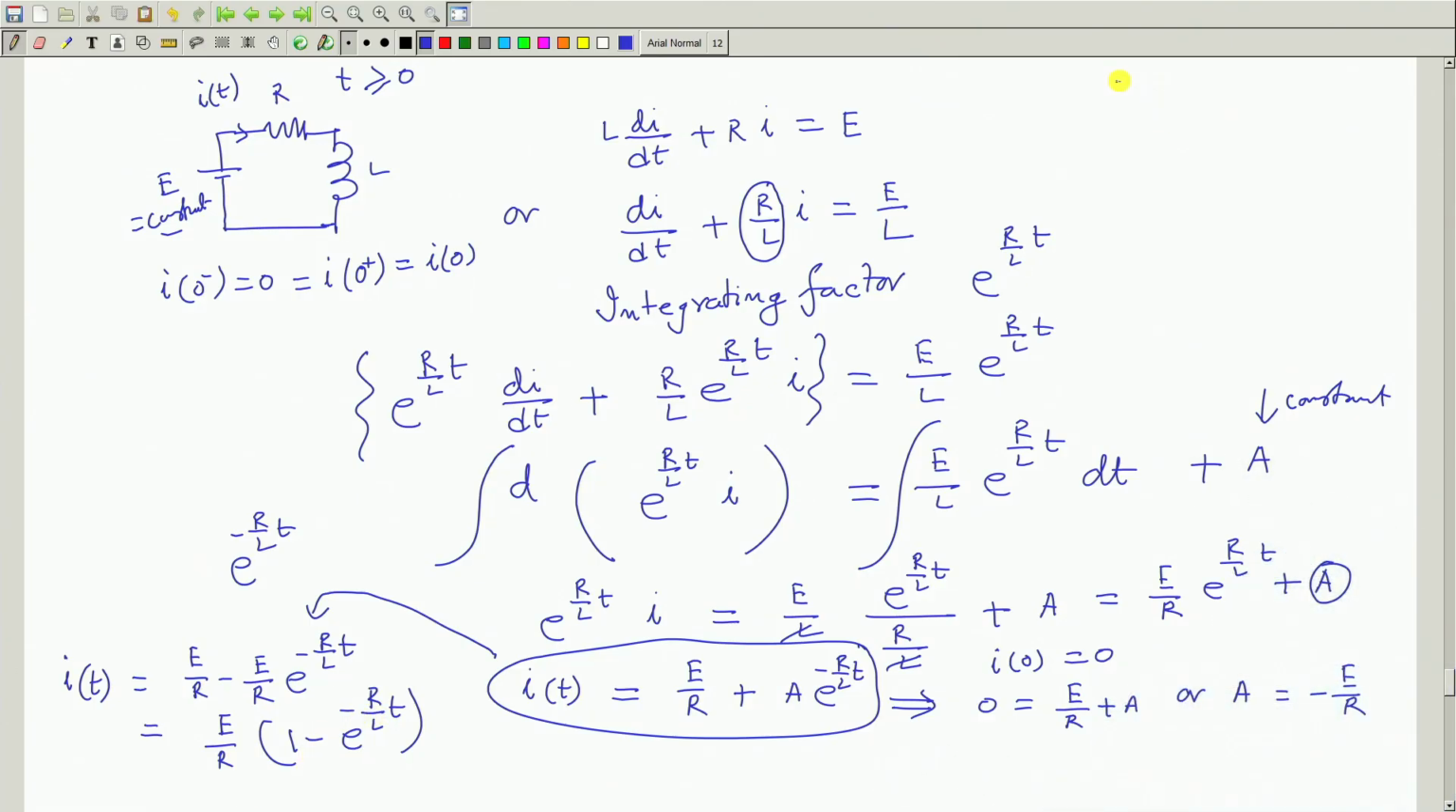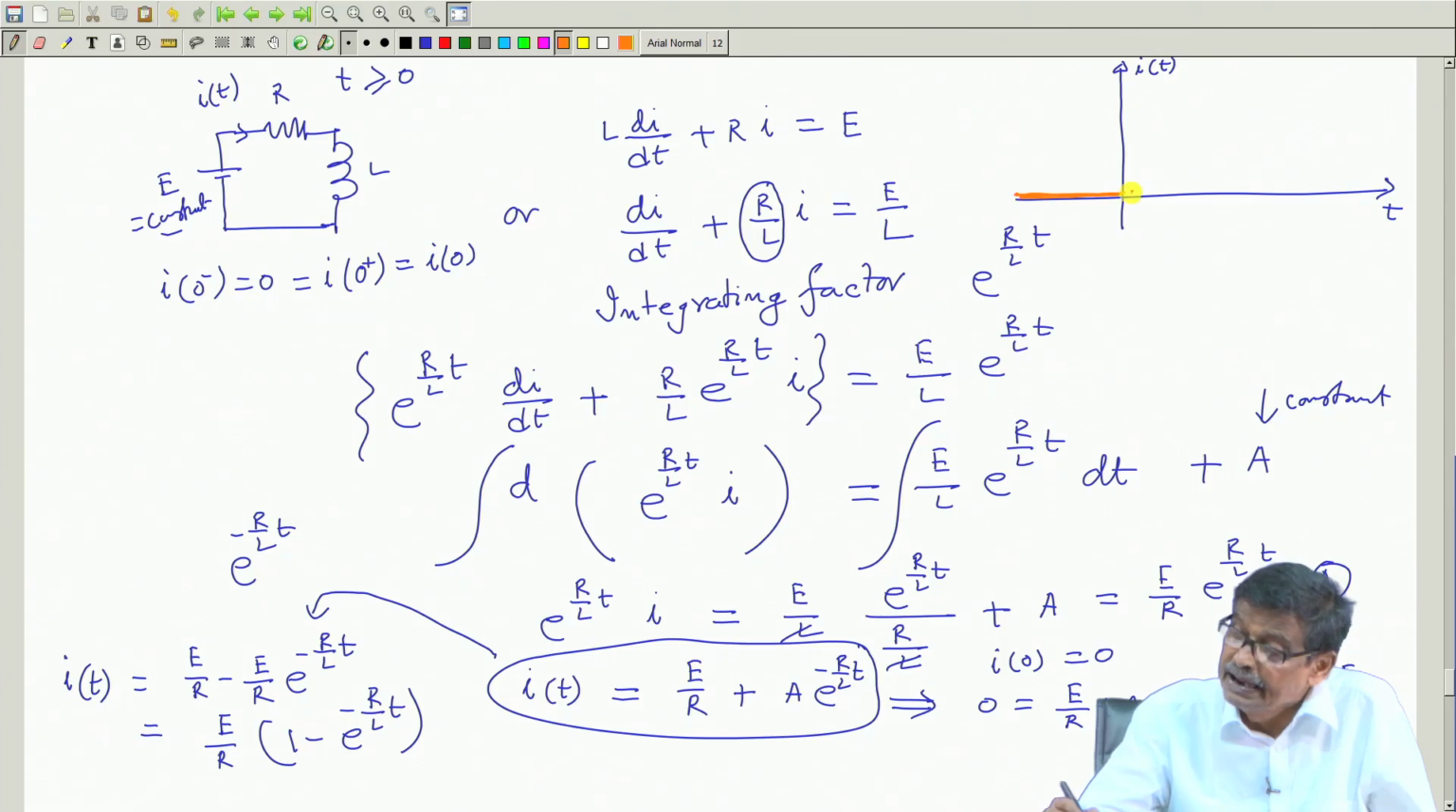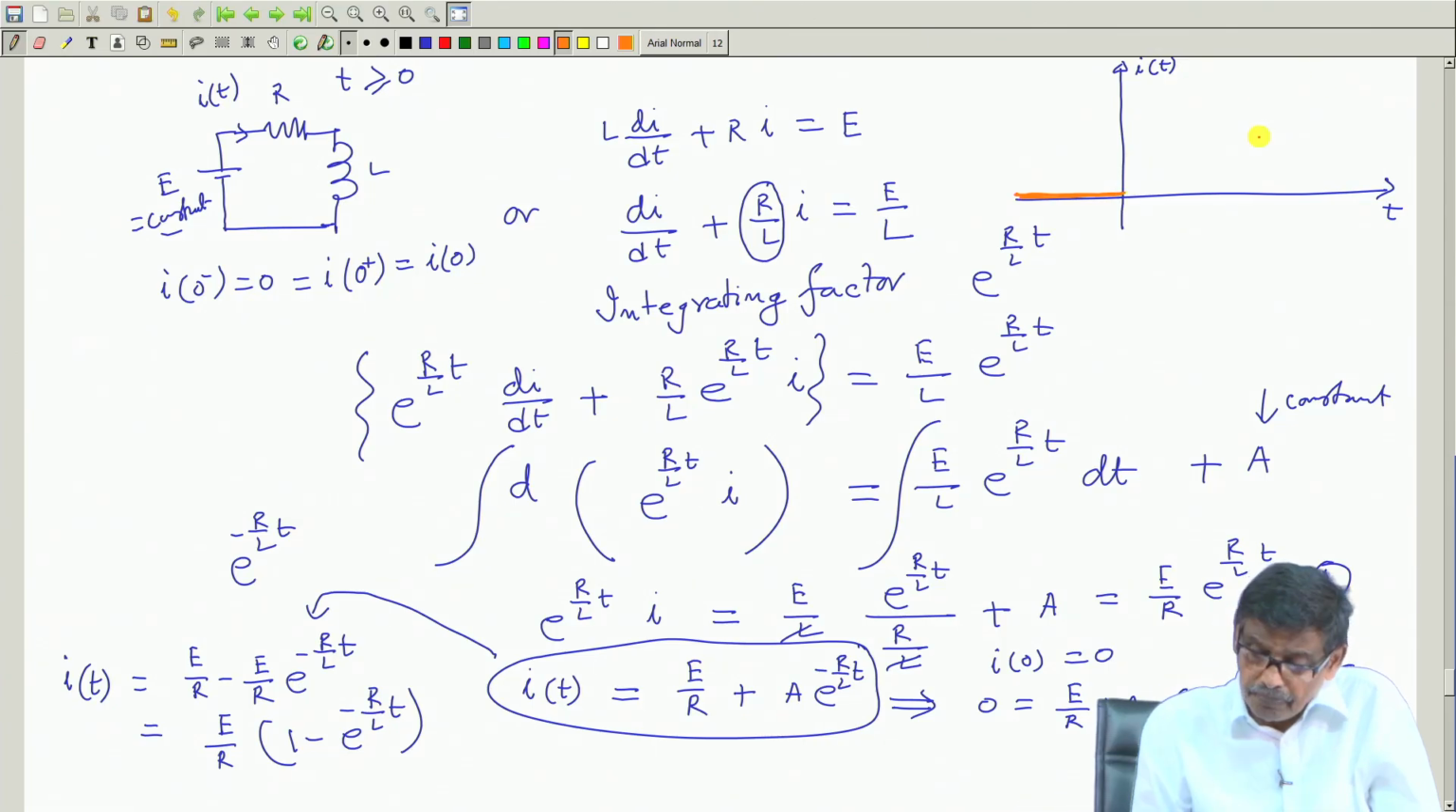So, if I sketch this current here, it will be like this, t, and this axis is I(t). For t less than 0, current was 0. It is always better to draw the current waveform for t less than 0 also. Then at t equal to 0, you do the switching.